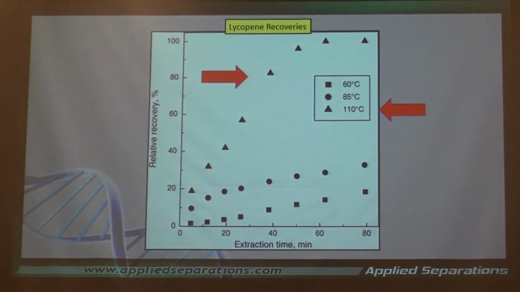And if I show you here, at 100 degrees C, now, remember, if you have compounds that are thermally labile, you won't be able to use this technique, but lycopenes are not. So now, use temperature to your advantage. You can see at 110 degrees, look at the extraction time. In 40 minutes, you've got 100% out. Temperature can be used to your advantage as well.